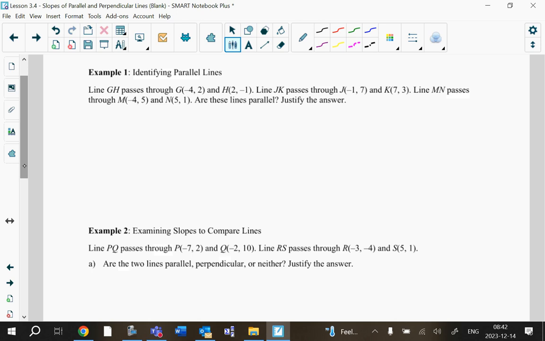So for GH, remember this is x1, y1, this is x2, y2. It would be -1 subtract 2 over 2 subtract -4, which will change to plus. So that becomes -3/6, or -1/2.